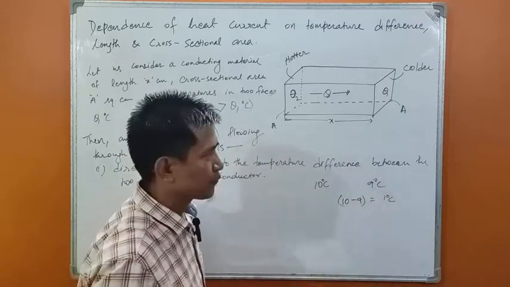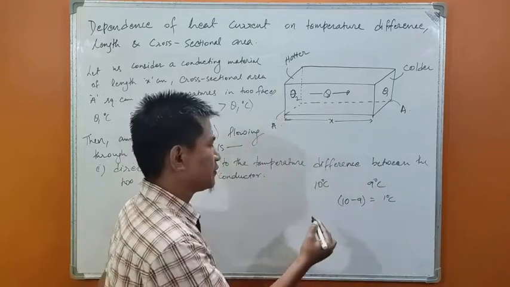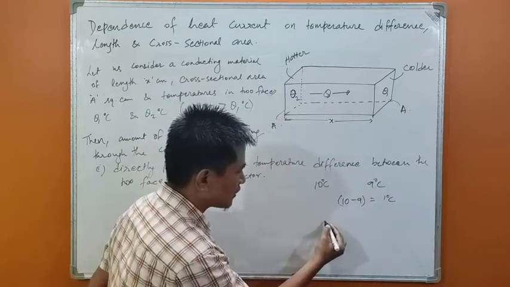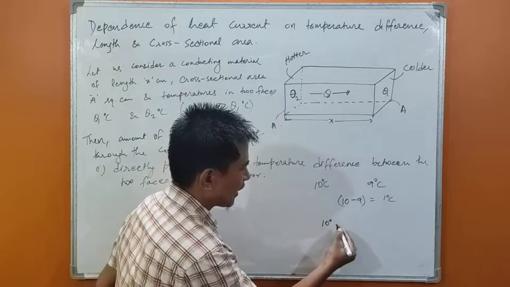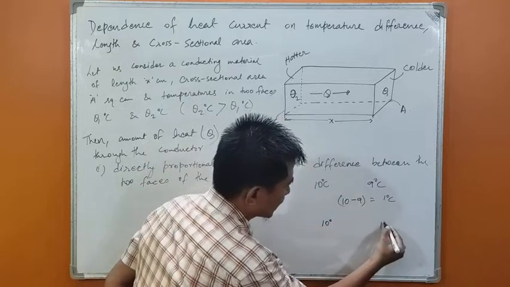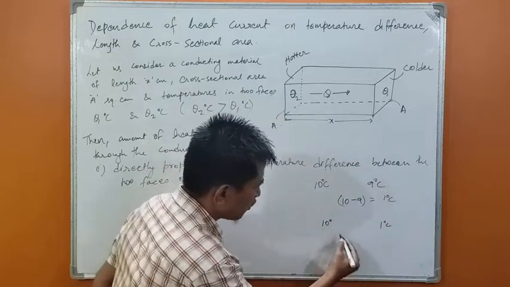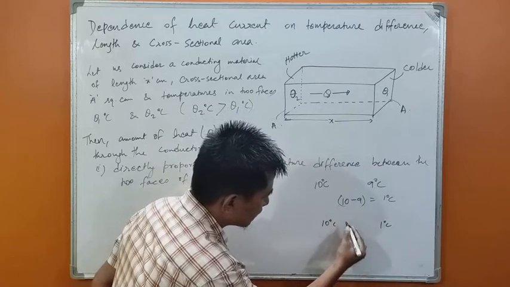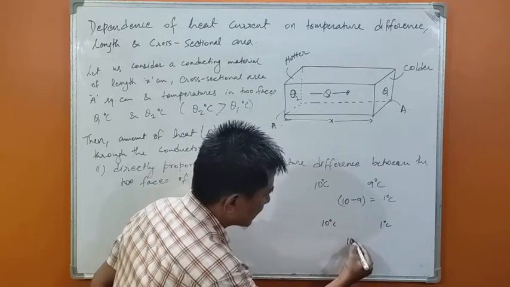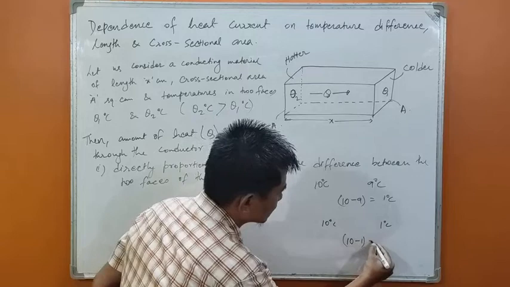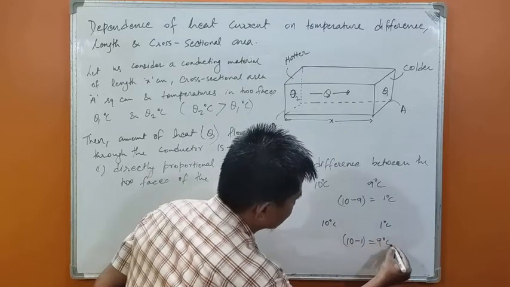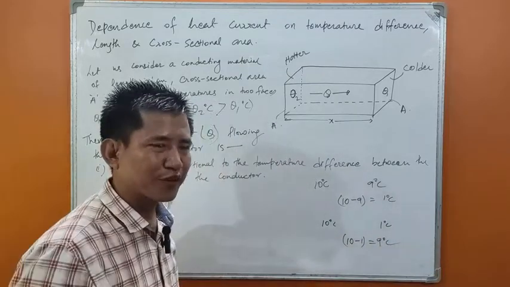Are you getting me? Now let us assume in the second case, theta 2 is 10 degrees Celsius and theta 1 is 1 degree Celsius. Now the difference of temperature in the second case is 10 minus 1. So this is 9 degrees Celsius, isn't it? I hope you got this.